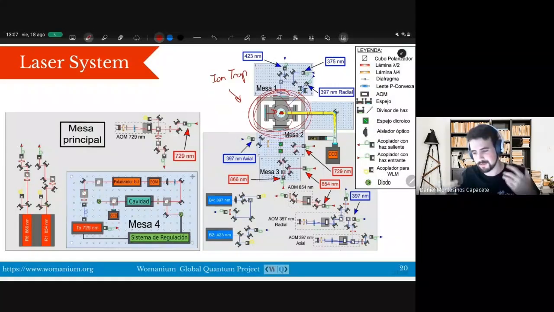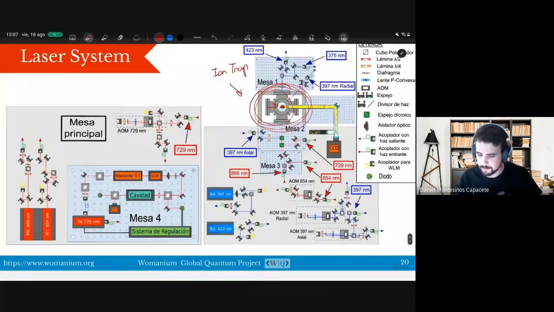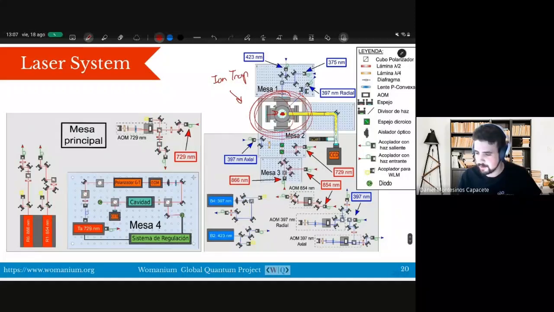Trap, right? Is the place that we have our trap. So in order to do that, we need some special vacuum system that I haven't talked about, and refrigeration, and a lot of very specific devices for the experimental setup. But talking about the laser system, we have quite a huge amount of lasers, right?